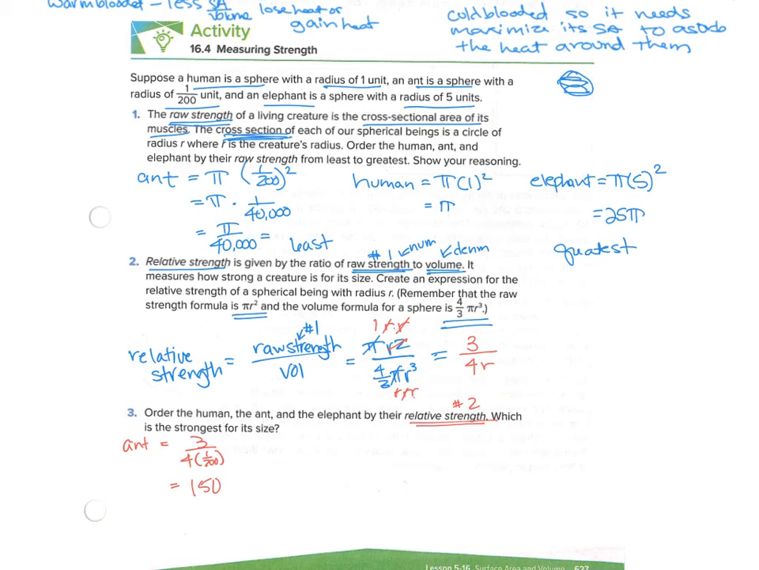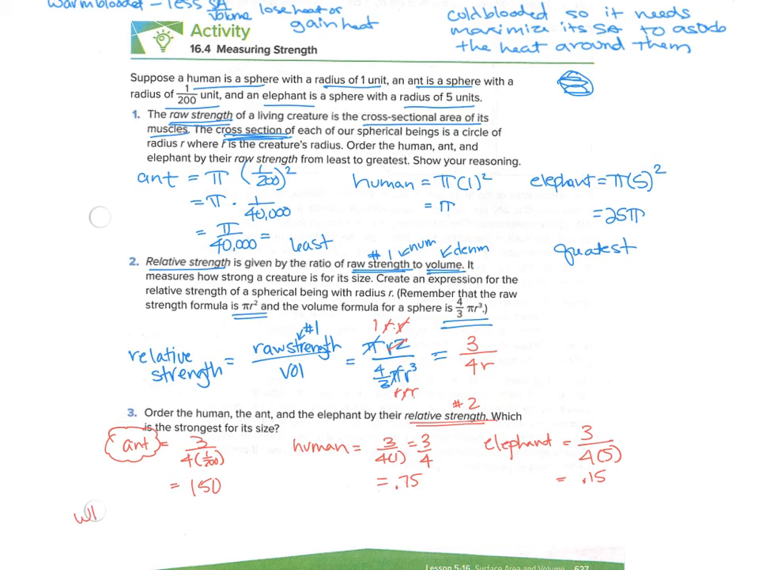So let's work our way through the human. That was 3 divided by 4 times its radius of 1, which is just 3/4. Wow, that's a super small number. That's really 0.75 compared to 150. And the elephant is 3 divided by 4 times its radius of 5. That's 3 divided by 20, or 0.15. So we can see here that the ant is obviously the strongest, the human's in the middle, and the elephant's the least strong. This is the greatest.